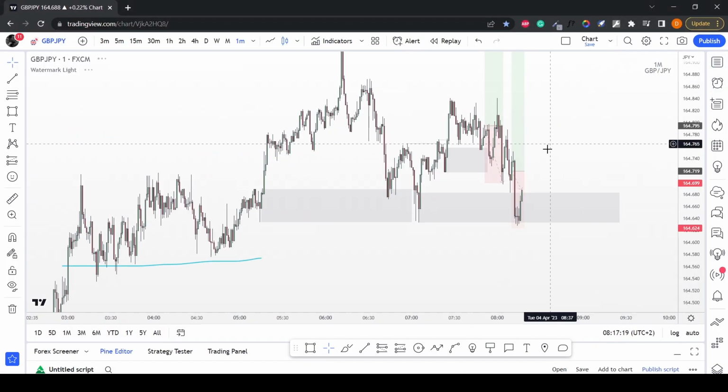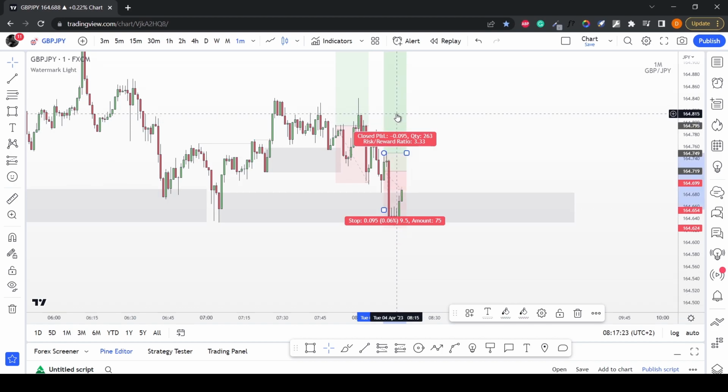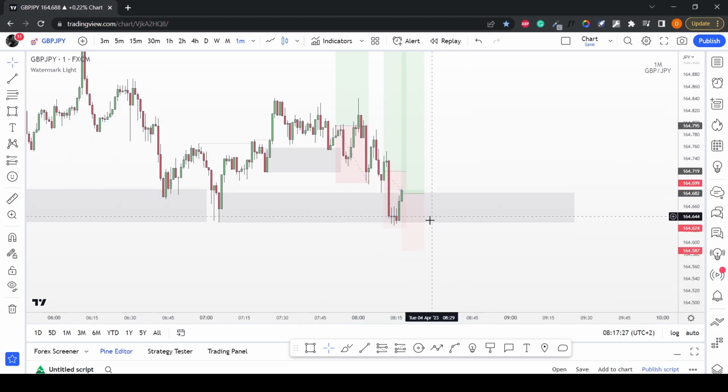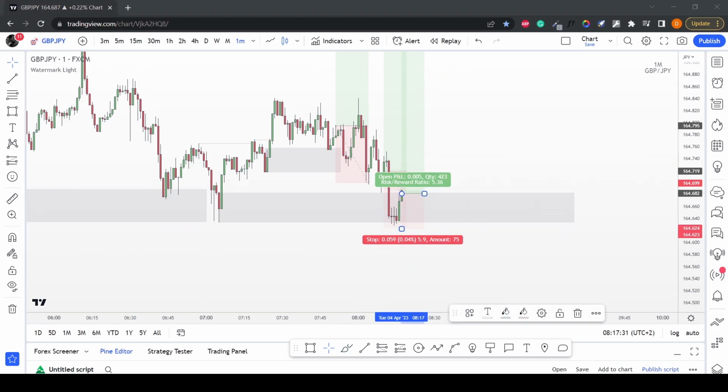Okay, actually decided to take one re-entry from here, from the zone. So again, I was stopped out on the spread. The spread is pretty bad on GJ. So let me check my numbers here.